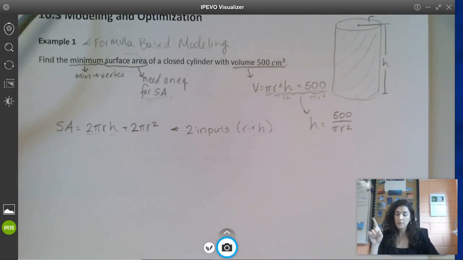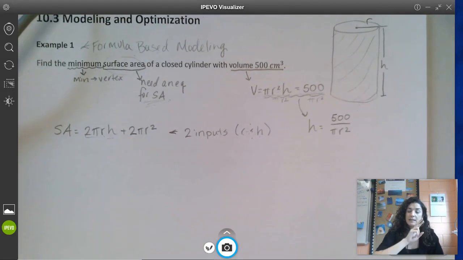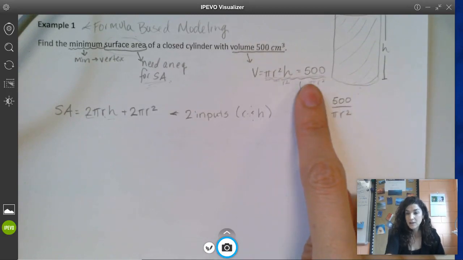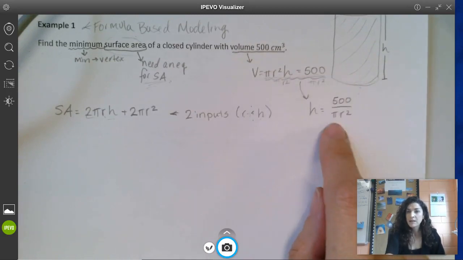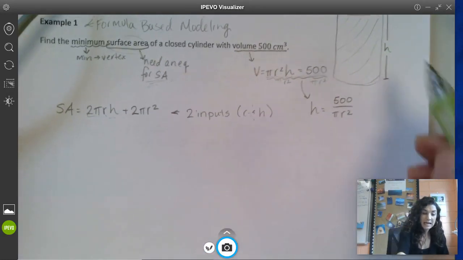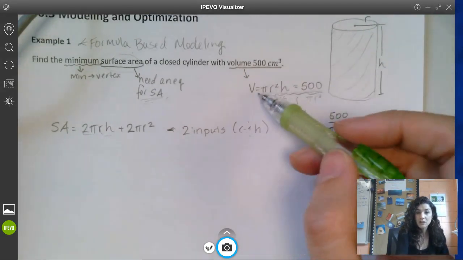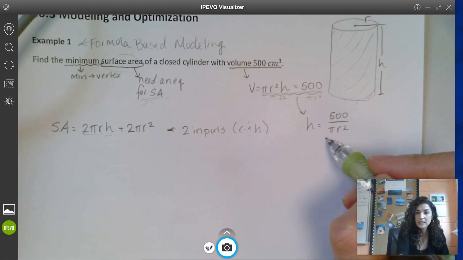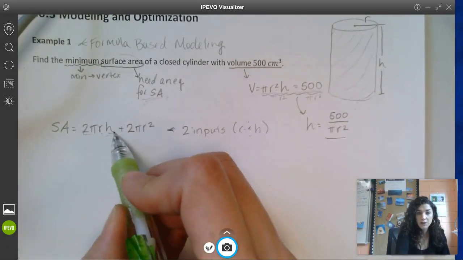So step 1 with formula-based modeling, start with the formula. Step 2, you need to have only one input. So how you find only one input is you make another equation, step 3. Step 4, isolate for one of the variables and then substitute in. Because H and R, if we're talking about the same cylinder in regards to volume and surface area, they're the same number. So I can take this guy right here and just plug it in for H.